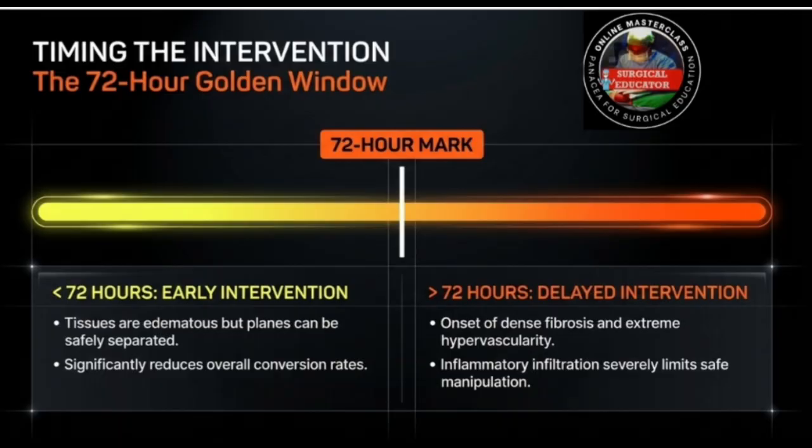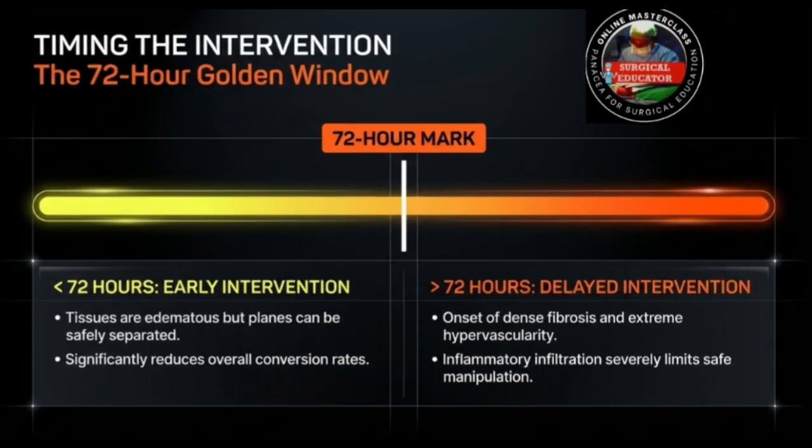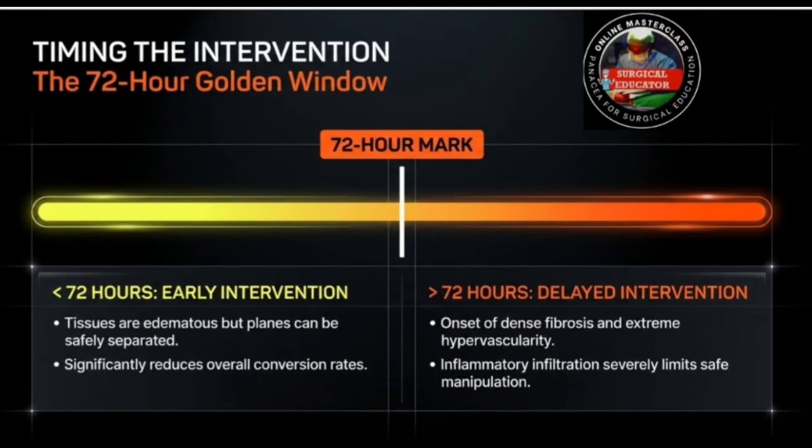Now moving to slide 5, the masterclass introduces a variable the surgeon actually controls: time. Ah, the 72-hour golden window. Yes, the timing of the intervention. The data draws a hard line. If you intervene early, less than 72 hours from symptom onset, tissues are edematous, but planes can be separated safely.